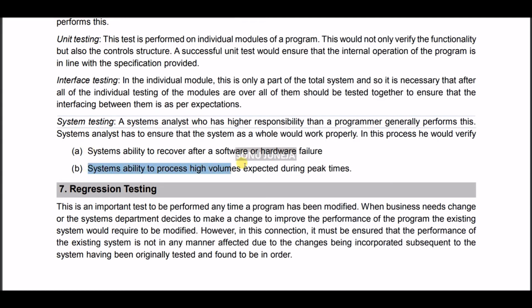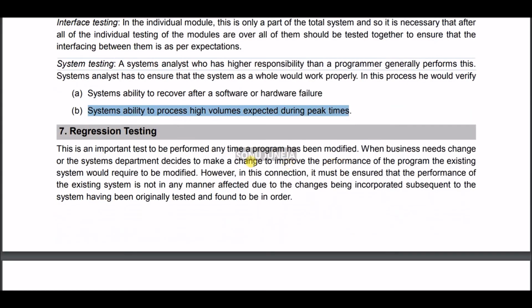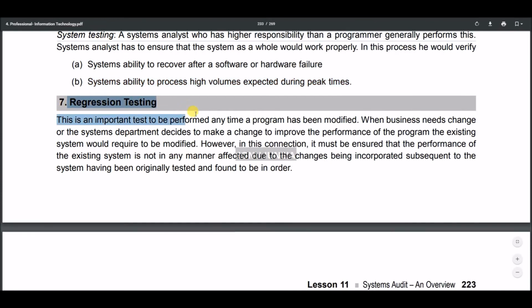System ability to process high volume expected during the peak times. Regression testing. This is an important test to be performed any time a program has been modified. So when the business needs to change, the department decides to make a change to improve the performance of the program, the existing system would require to be modified.